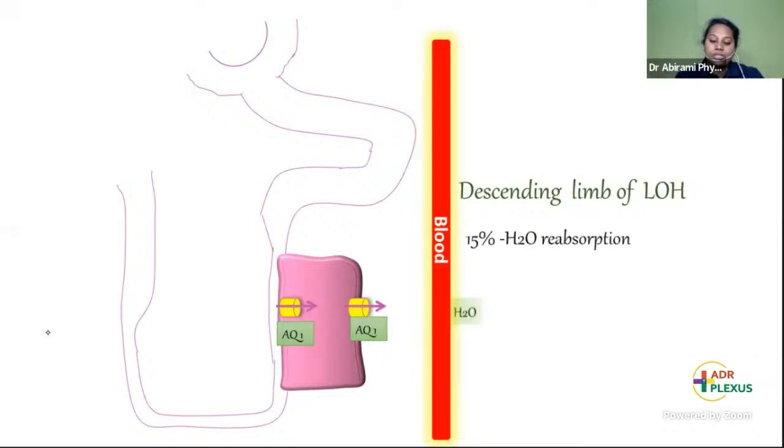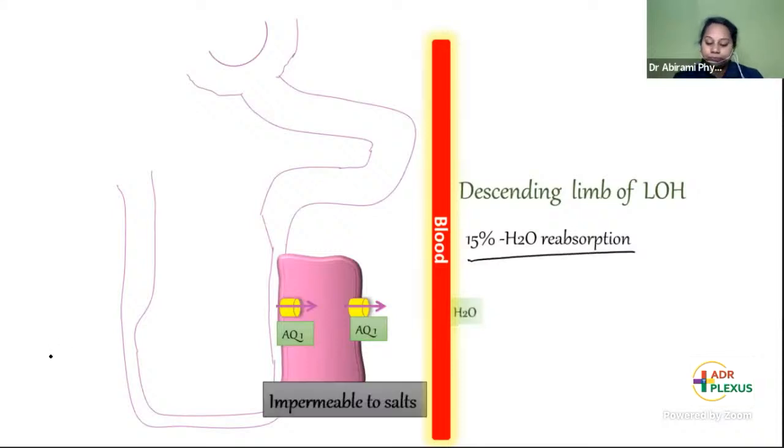How much water reabsorption? Nearly 15% of water reabsorption. This part of the tube is impermeable to salts. Very, very important point. So what will be the concentration of the fluid which leaves the descending limb of the loop of Henle? I want all of you to answer this now. Think and answer. The fluid which came from the PCT was isotonic. Now the fluid which leaves the descending limb would be, please think and answer.